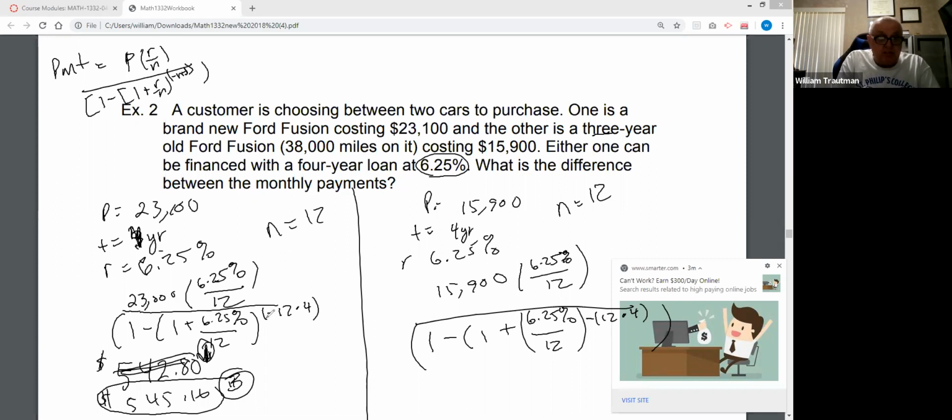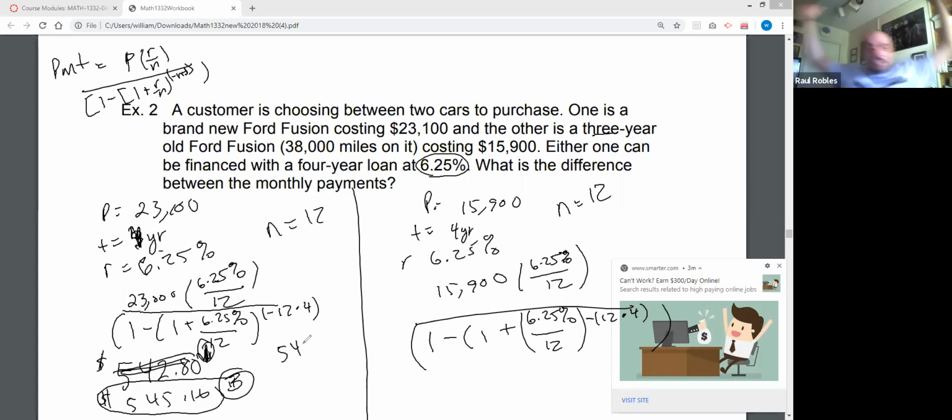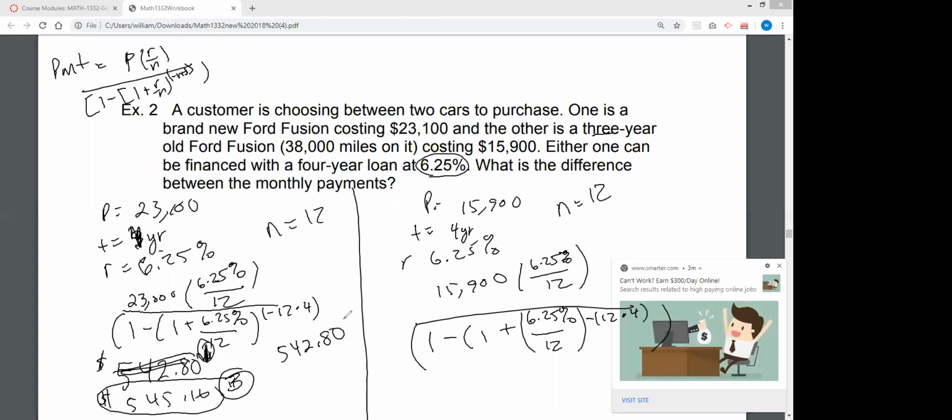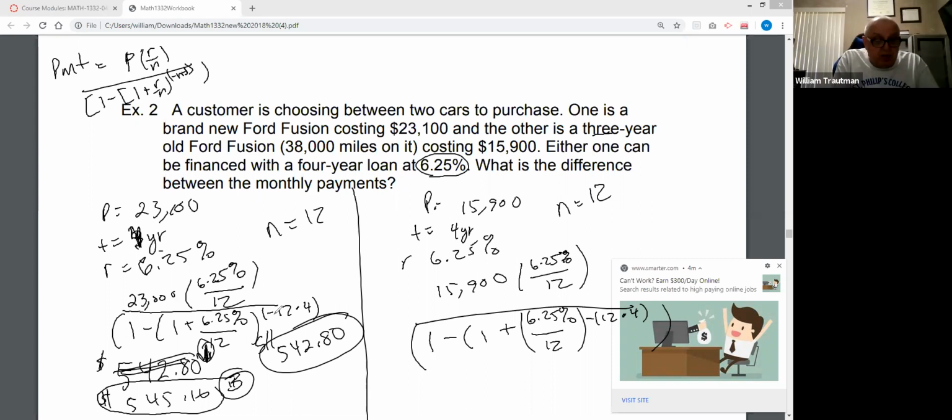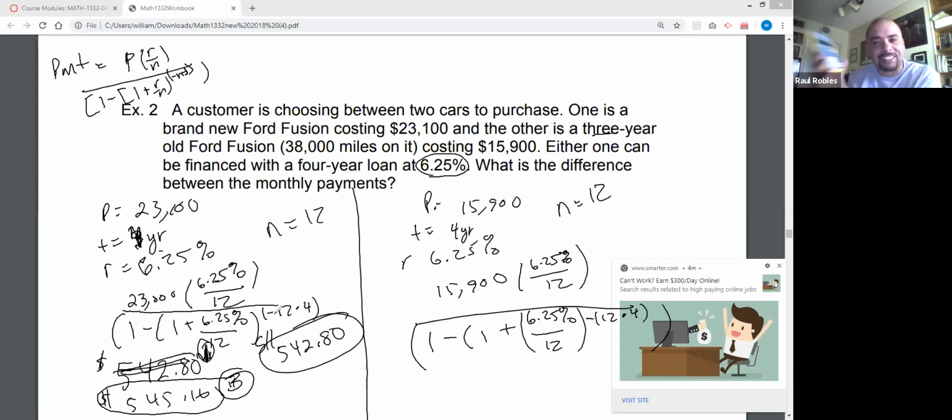I got 542.80. That's what's up. He put it in wrong, I feel. I'm looking at it. I don't see it in wrong. Me either. I just looked at it again.